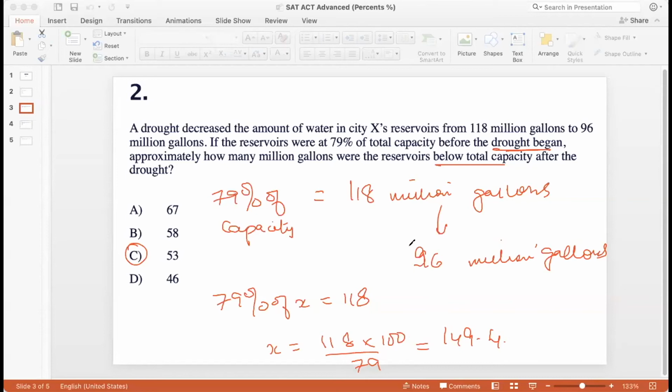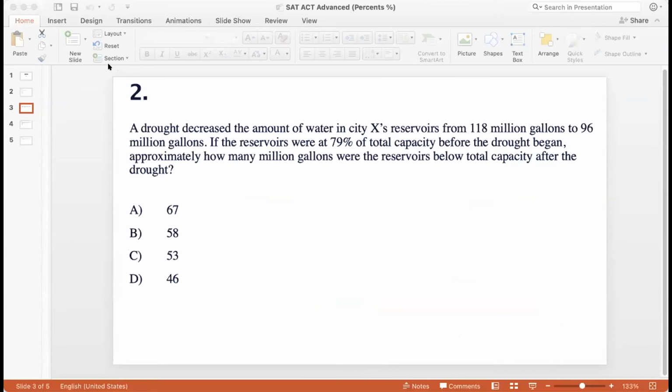And after the drought, it is now 96 million gallons. So how much below capacity is it? 149.4 minus 96. So that is 53.4 million gallons below capacity. So from the options, the closest answer is 53. Let's go to the next one.